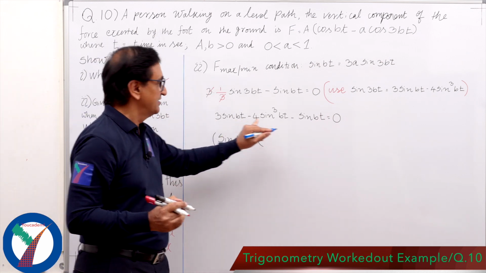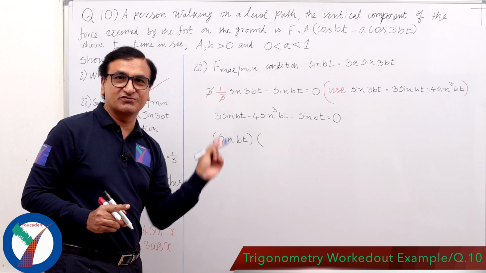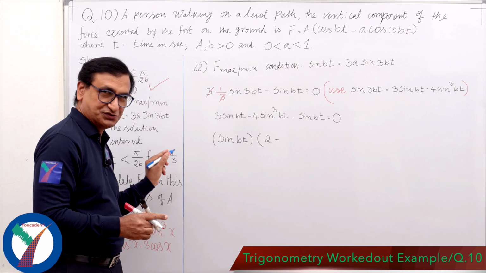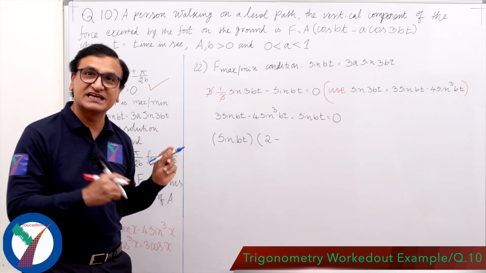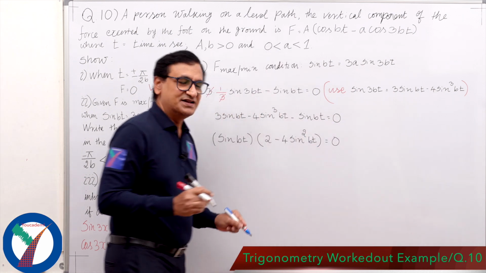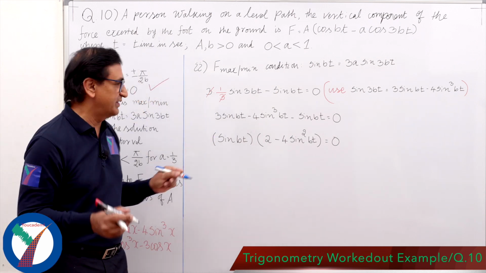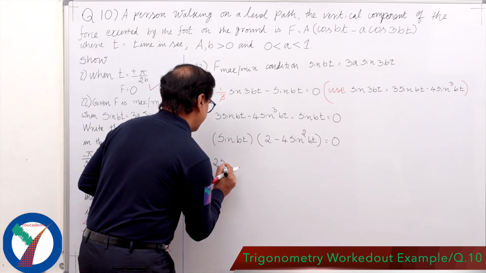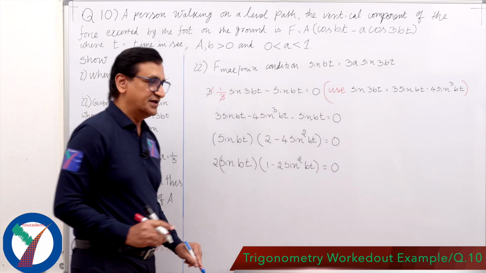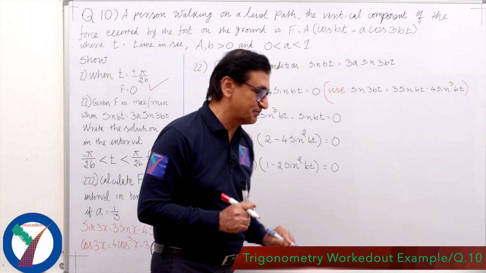Now we have 3 sin bt minus sin bt. That will give me 2 sin bt. So if I factor out sin bt, I will be left with 4 sin cube bt, and factoring out sin bt, I will be left with 4 sin square bt. Now let me factor out 2 from here. I could have factored out 2 sin bt directly, but I just wanted to go step by step. Now we have 2 sin bt multiplied by 1 minus 2 sin square bt equals 0.